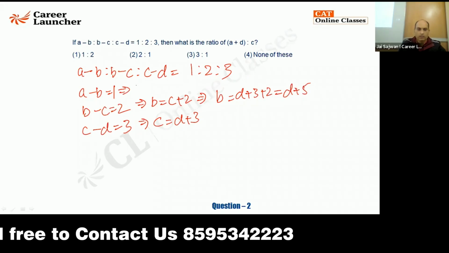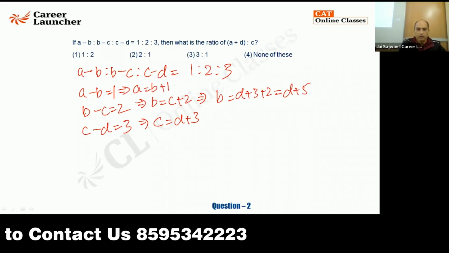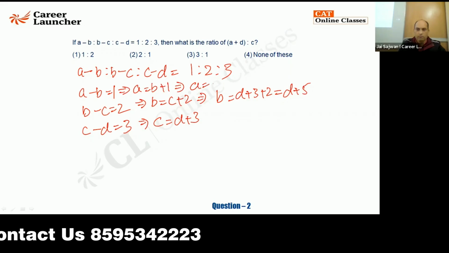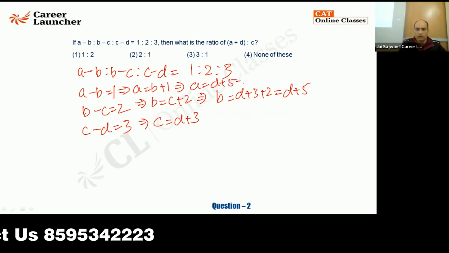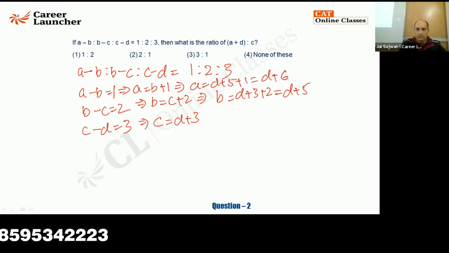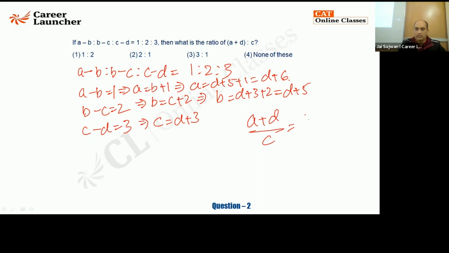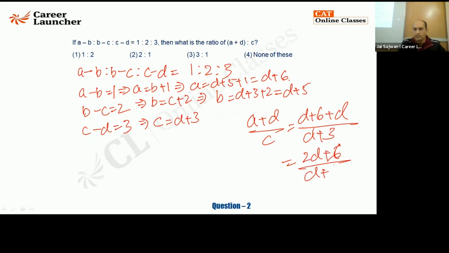I'll say this one is A is equal to B plus 1. Further, A is equal to what? D plus 5 plus 1. That comes out to be D plus 6. Now, what is A plus D upon C? Everything is coming in terms of D. I'll say it is D plus 6 plus D. What about C? C is D plus 3. So it is 2D plus 6 upon D plus 3.